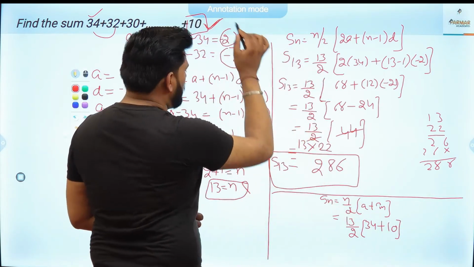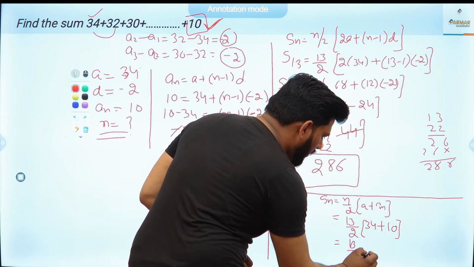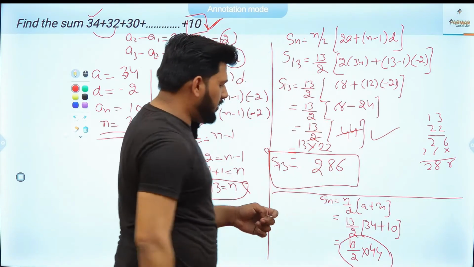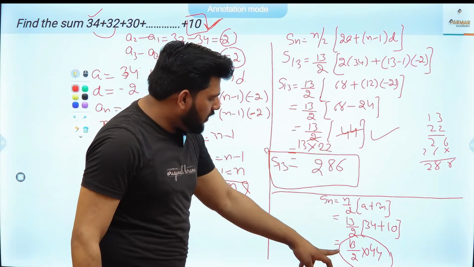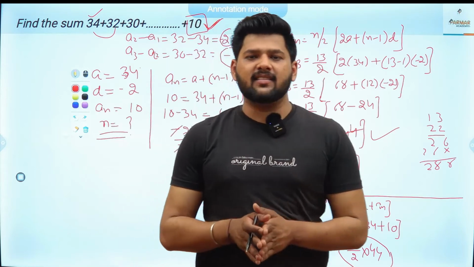An is the last term. We also say that it is 13 upon 2 into 44. That is the same as this one equation, 13 upon 2 into 44. So using both the formulas, we will get the same answer.